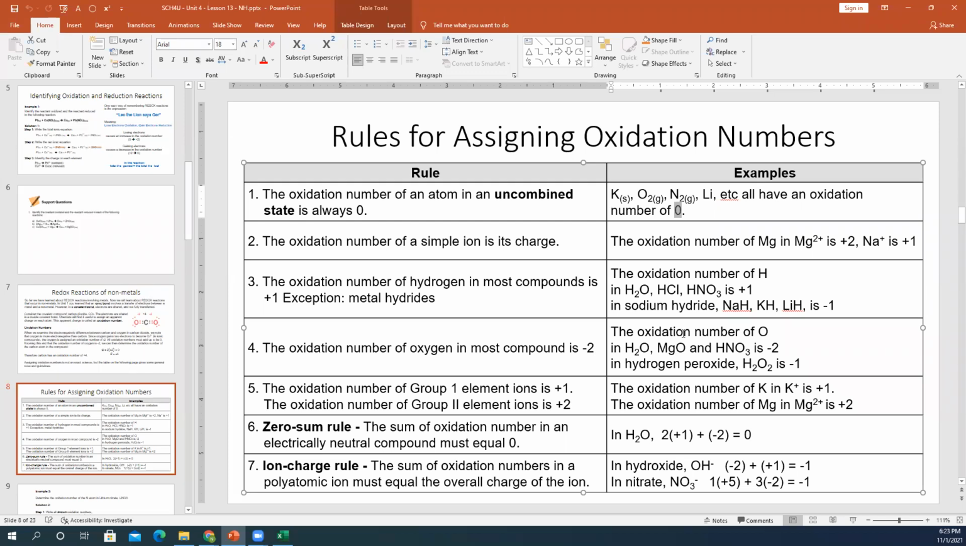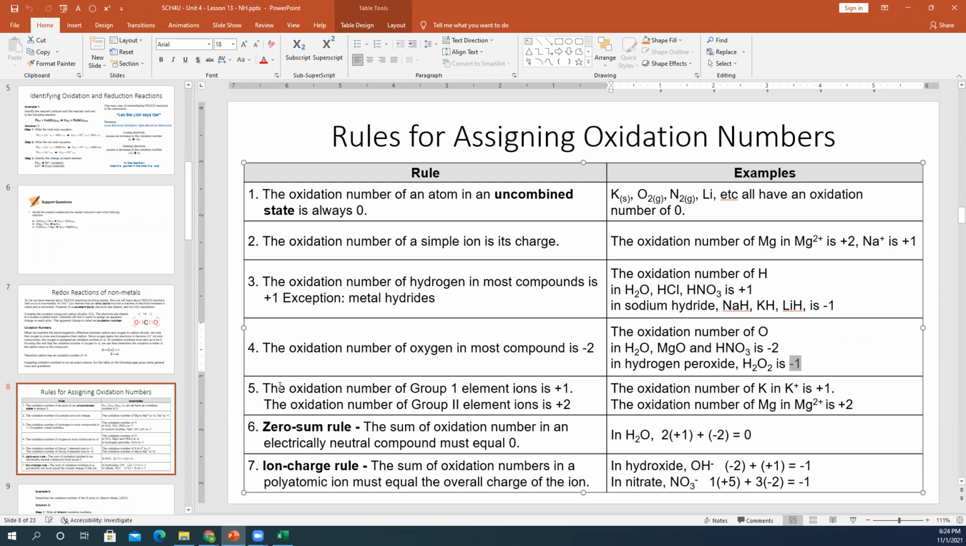So the oxidation number of oxygen in H2O, in magnesium oxide, in HNO3, in all of these, is -2, with the exception that in hydrogen peroxide, it is -1. So if you see oxygen, you can assign it an oxidation number of -2, unless it's in hydrogen peroxide. In that case, it is -1.